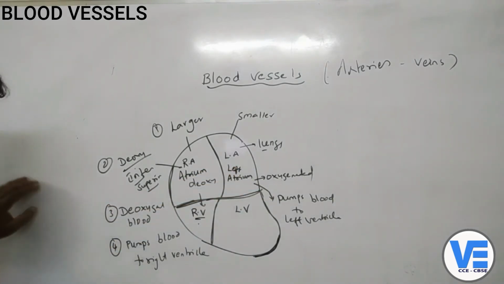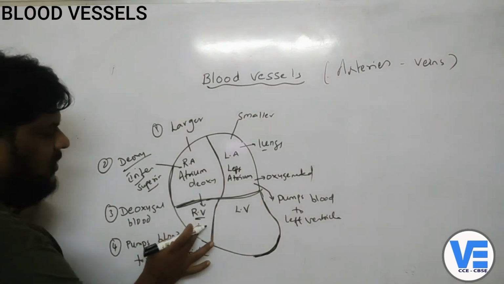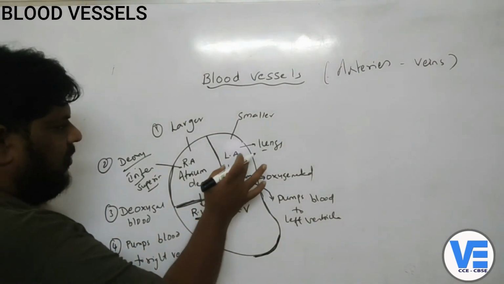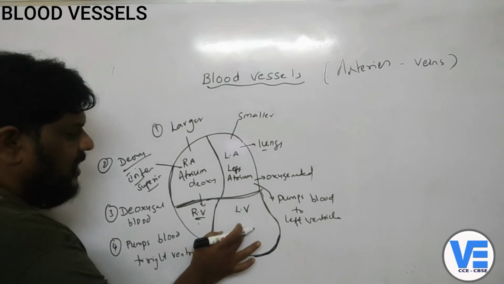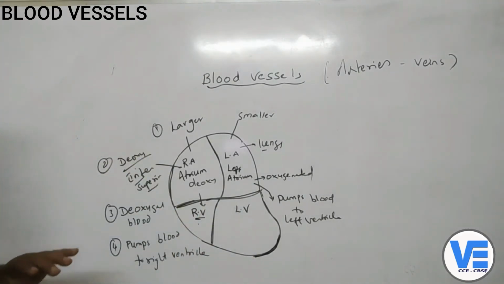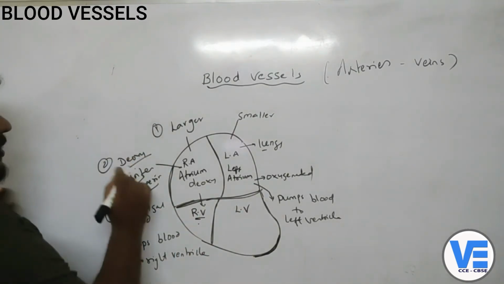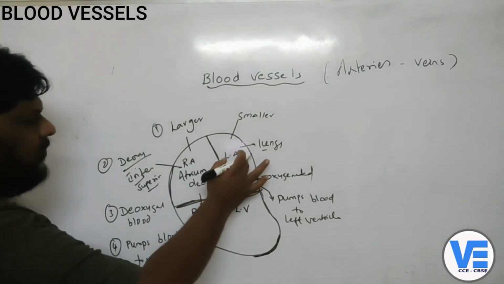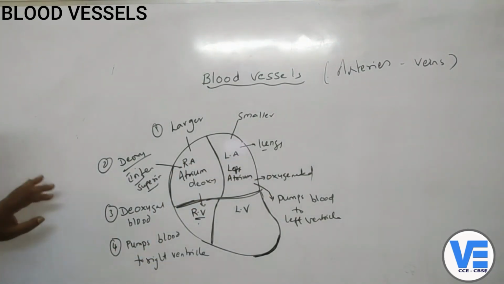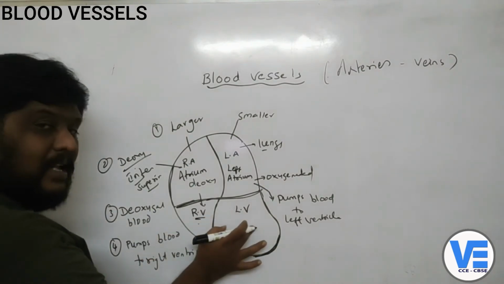And next, the right auricle pumps the blood to the right ventricle, and the left auricle will pump the blood into the left ventricle. So these are the differences between the right atrium and the left atrium. Now we'll see the differences between the right ventricle and the left ventricle.